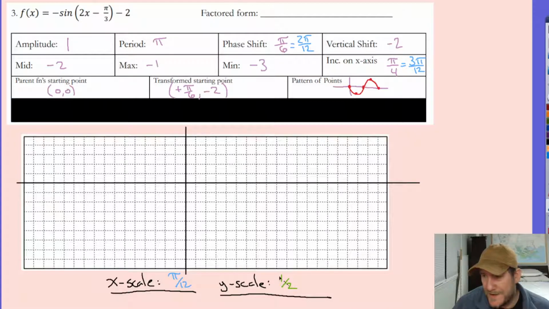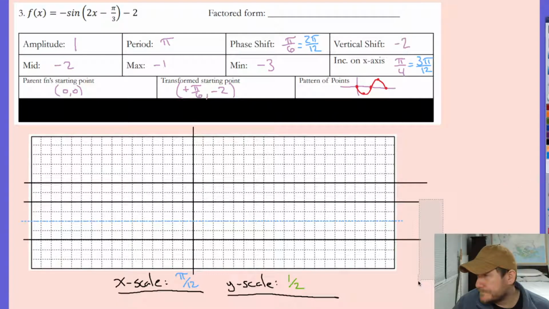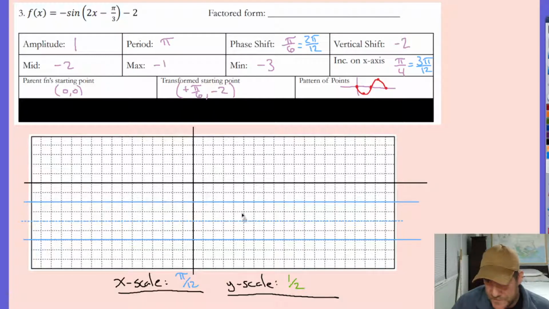So if we're going by a half, that's going to be 4 boxes down. Here's 1, 2. So the midline goes here. Then with an amplitude of 1, we're going to go up 2 boxes. Oh, that's supposed to be blue. They're blue. Alright, so now you can see we've got everything cordoned off vertically.